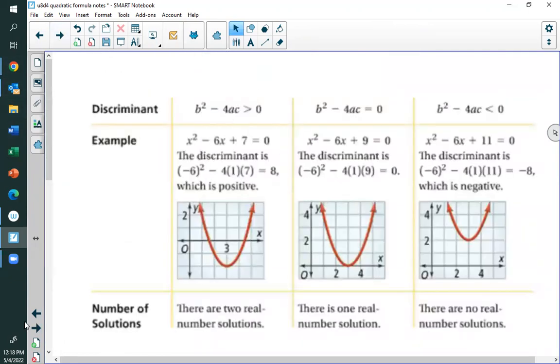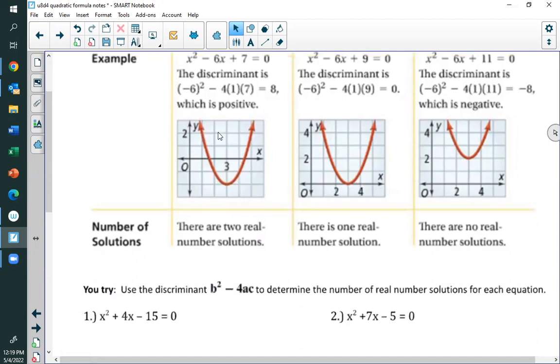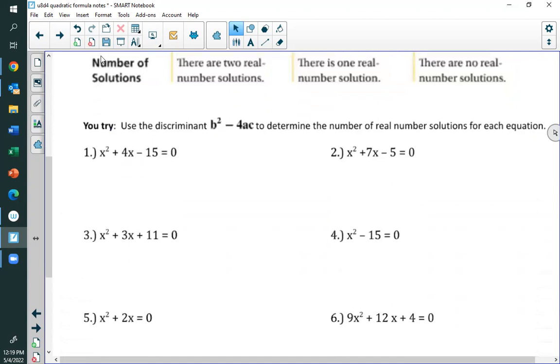Again, this is the same information I just said, but I wanted it on this page for you to use. If your discriminant is positive, you have 2 solutions. If your discriminant equals 0, you have exactly 1 solution. And if your discriminant is negative, there's no way you can take the square root of a negative number, so you have no solution. We're going to do maybe 2 problems together, and then you can do all the U try in any order you want.